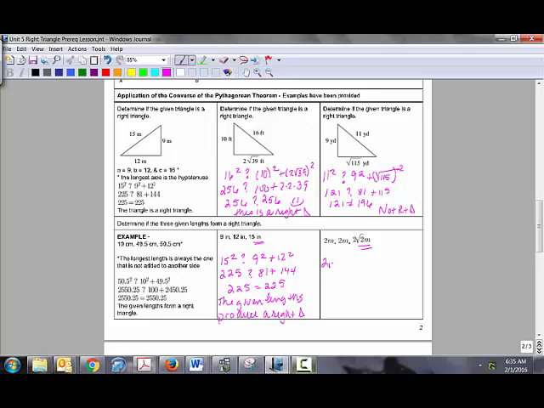Take this one, we have 2 square root 2 squared. How does that compare to 2 squared plus 2 squared? This is 2 times 2 times 2. How is that equivalent or not equivalent to 4 plus 4? 2 times 2 is 4 times 2 is 8. 4 plus 4 is 8, so the given lengths do create a right triangle.